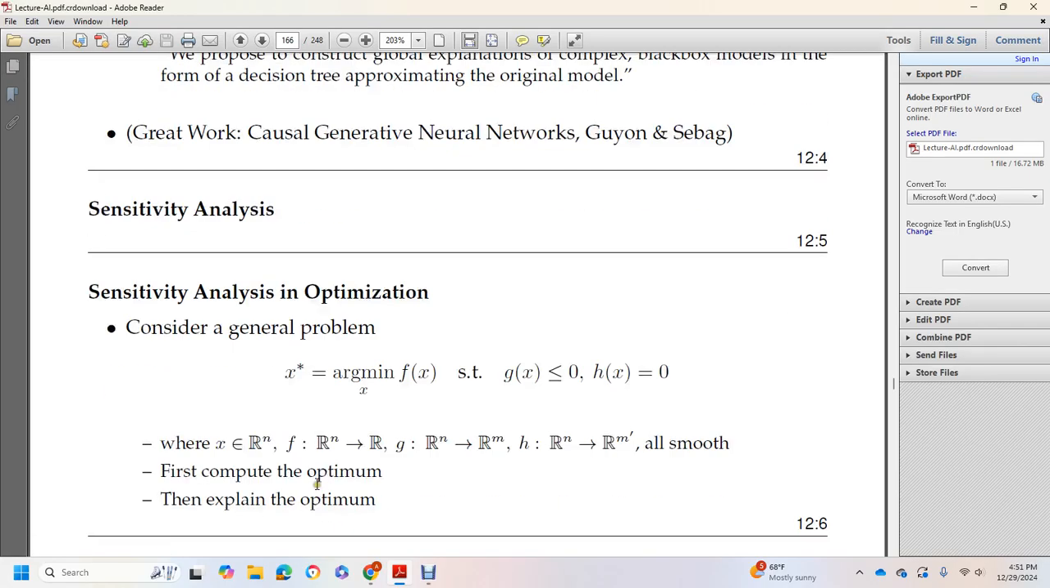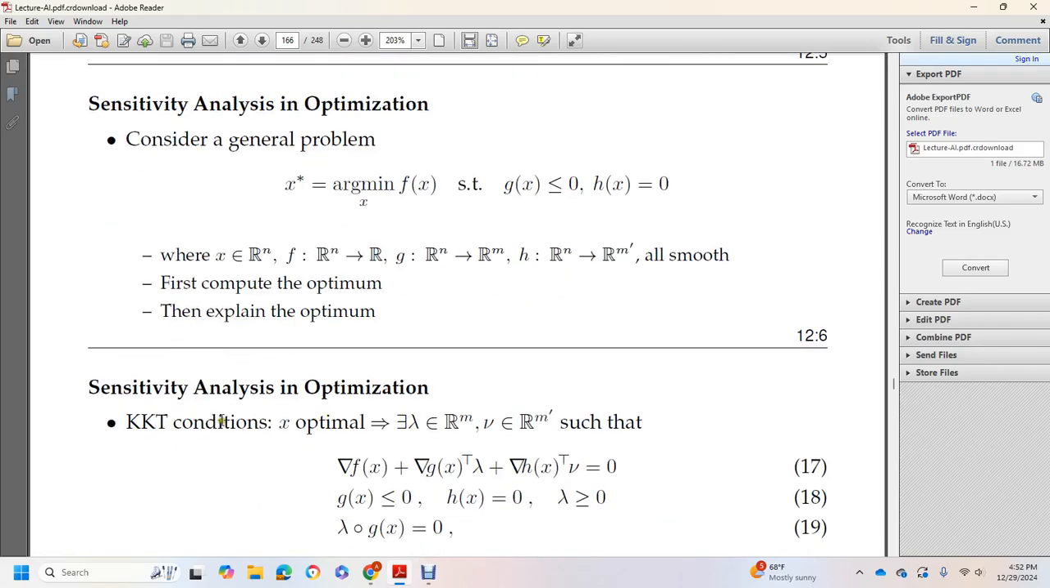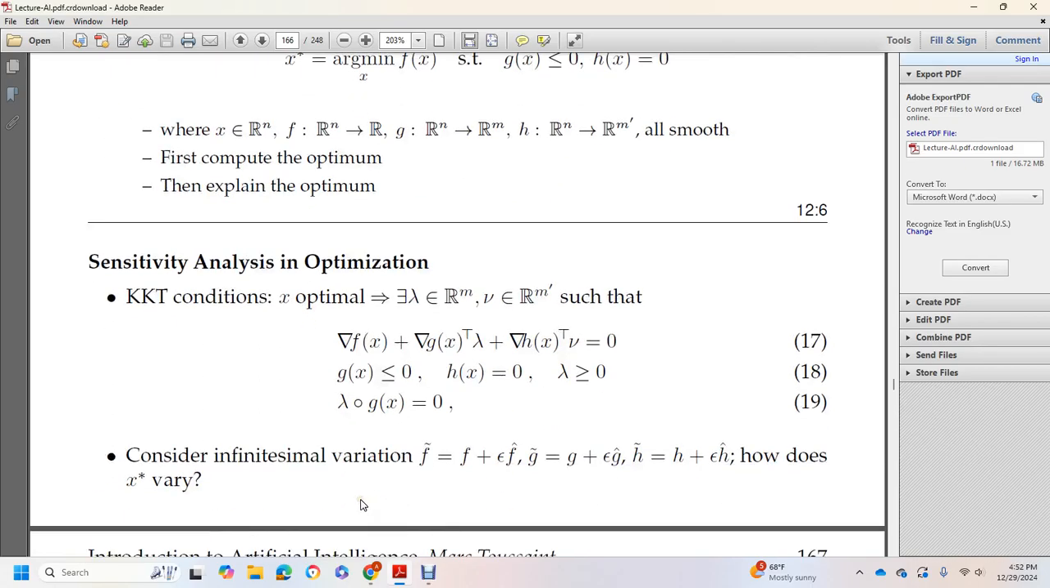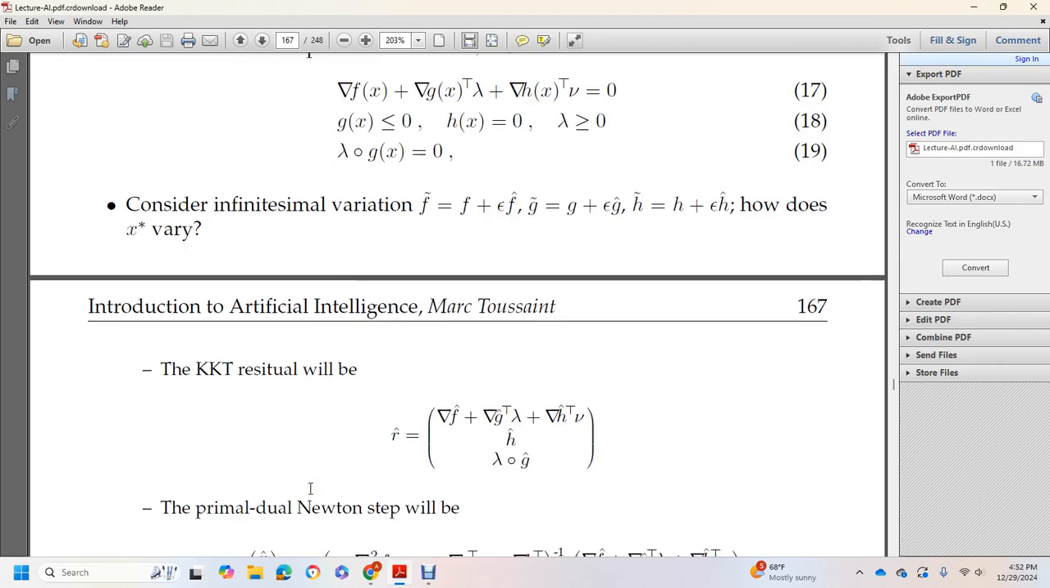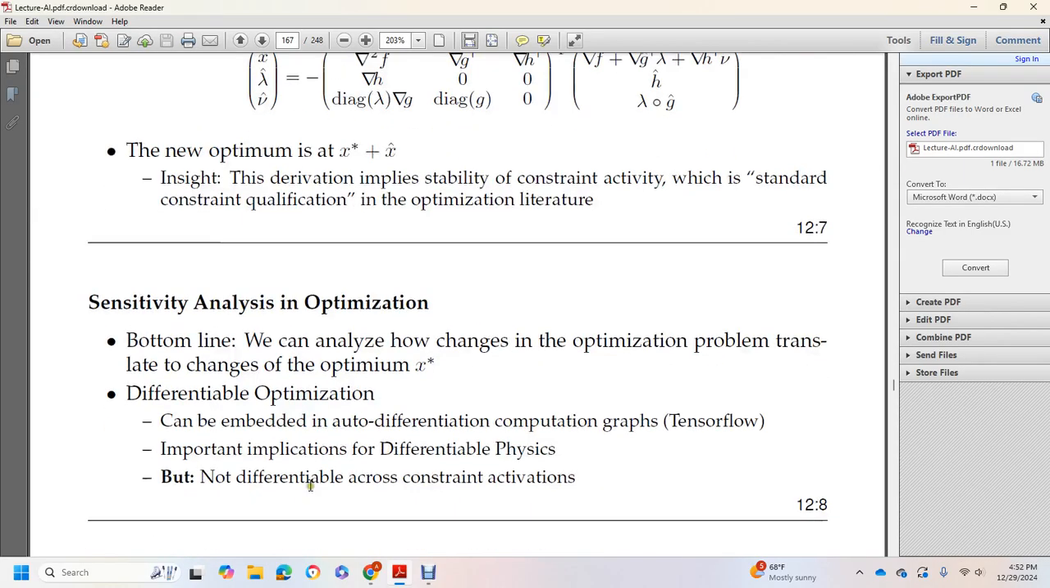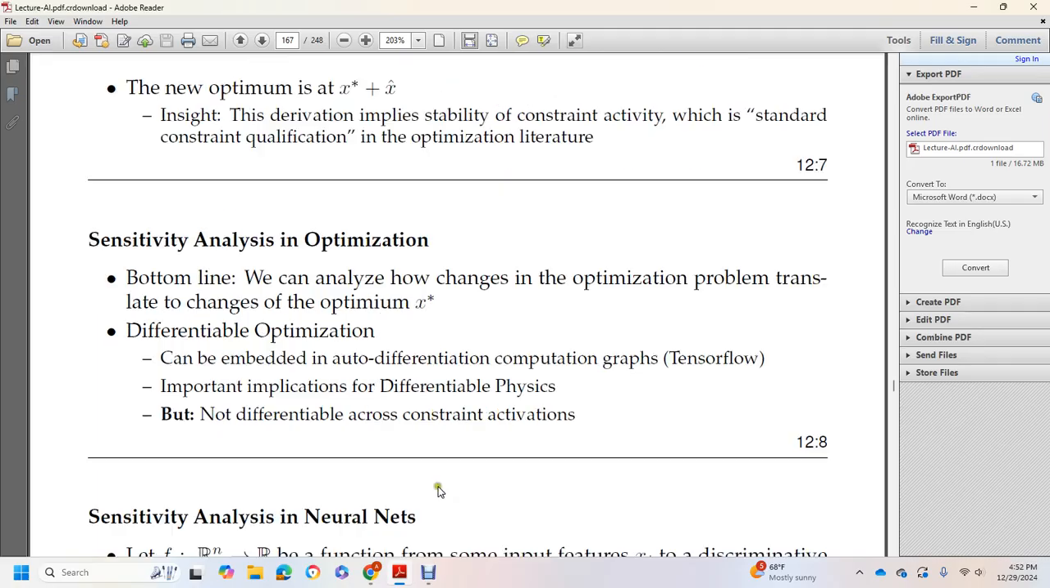Sensitivity analysis for optimization: consider a general problem, compute the optimum, then explain the optimum. Sensitivity analysis for optimization considers infinitesimal variations. Bottom line, we can analyze how changes to the optimization problem translate into changes of the optimum X. Different optimization can be embedded with auto-differentiation, computation graphs, TensorFlow, with important implications for differentiable physics, but not definable across the constraints and activations.